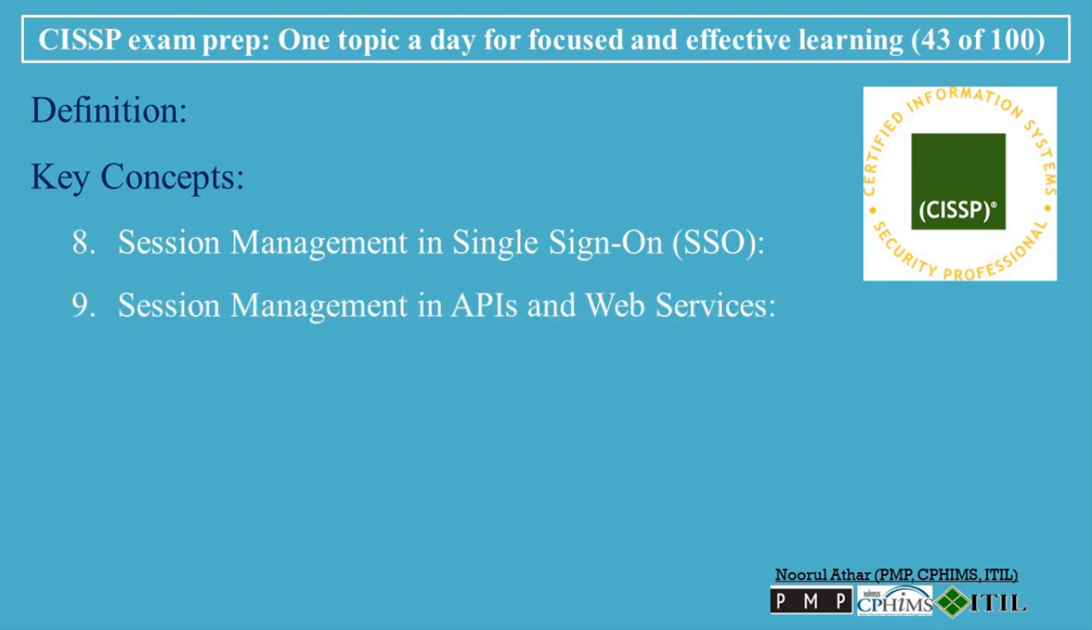9. Session management in APIs and web services. For application programming interfaces, APIs, and web services, sessions are often maintained using tokens, such as OAuth or JWT. Secure session management in APIs requires protecting these tokens from theft, ensuring they are transmitted over secure channels, and refreshing them regularly to prevent misuse. Token expiration. API tokens should have short lifetimes to minimize the impact if a token is compromised. After expiration, a new token must be issued.